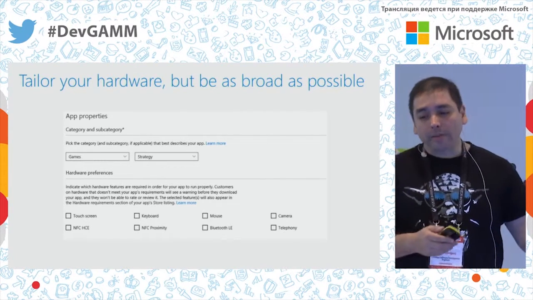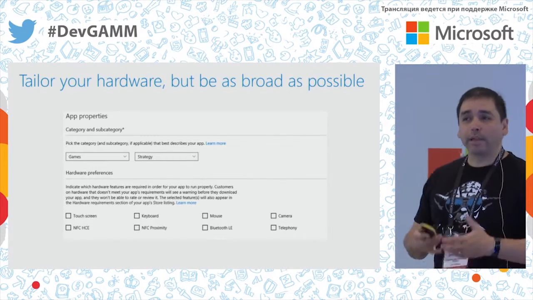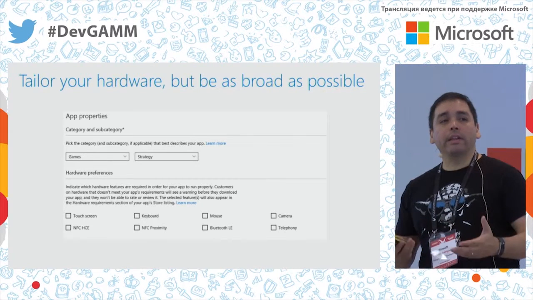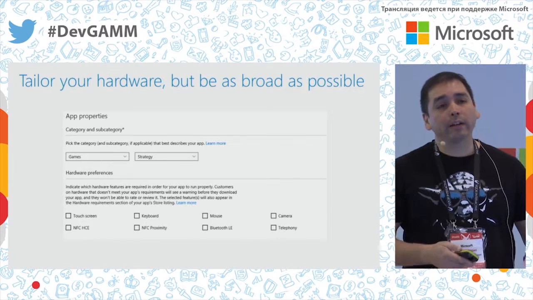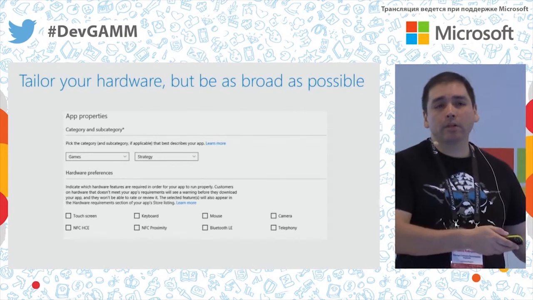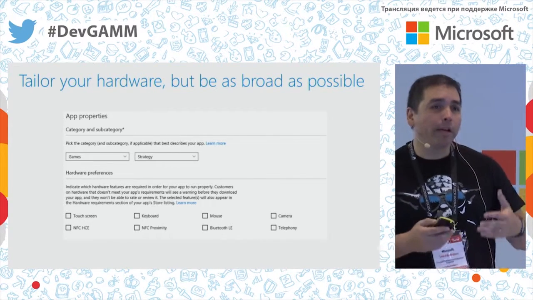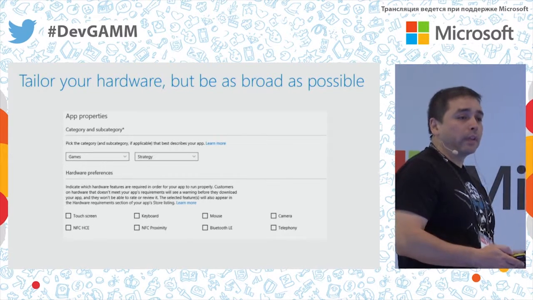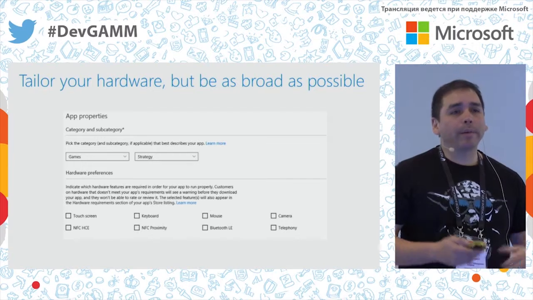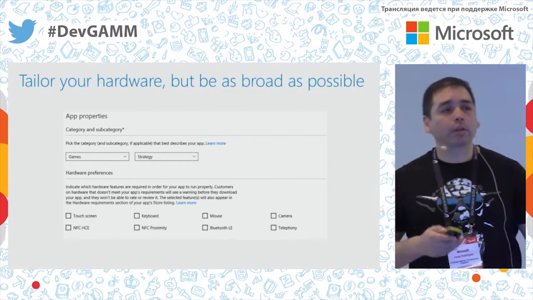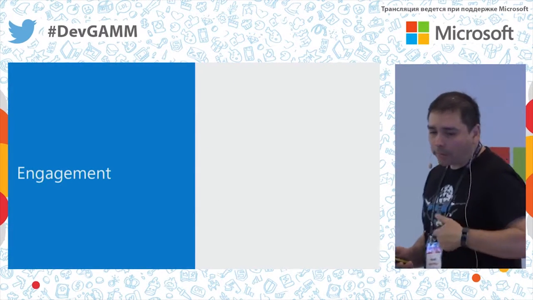So our advice to you is that, first of all, be as broad as possible. Write a game that plays really well with mouse and touch and everything else, so that you don't have to require something. That said, we also recommend that you do tailor your hardware. If you have made a decision to write a game that requires touch, make sure you tell it in the app. Then when the users go to the store, if they don't meet your requirements, they're going to automatically be told, hey, you cannot install this app, and that way you don't end up with a bad rating from a user who installed the app and couldn't run it. So we give you the ability to tailor your hardware.